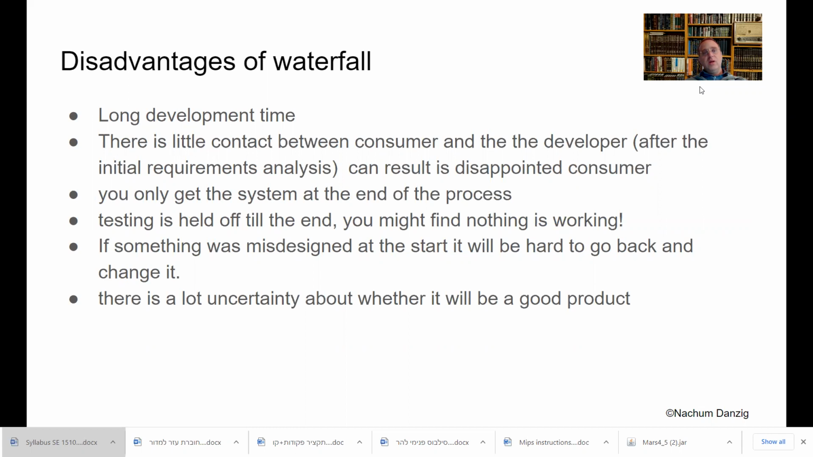Disadvantage of the waterfall. Takes a long time to develop this way. Now, it's the other way, you can just start programming right away. And if you see you made a mistake, go back and change it. Here, before you can even start programming, you got to do all this analysis and documents and designing. So it's a long time to develop.